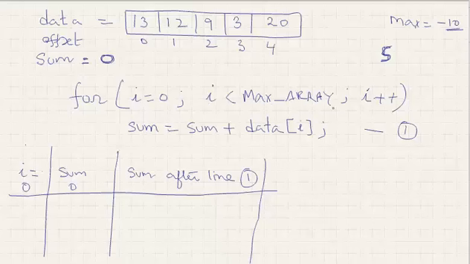Is 0 less than 5? Sum is 0 and my data is what? 13. Data at 0 is 13. So 13 plus 0 is 13, and you save it in sum after line number 1. So that is 13. Alright. Go back. I plus plus. So I became 1. Is 1 less than 5? Yes. What is sum? Is 13. Now my new value of sum is 13 now, right? 13 plus data at 1 is 12. So 12 plus 13 is 25.